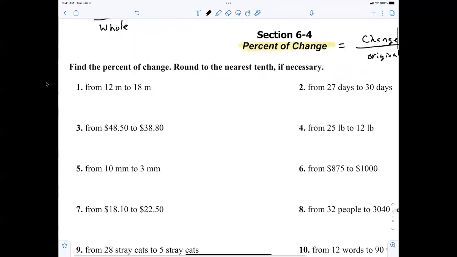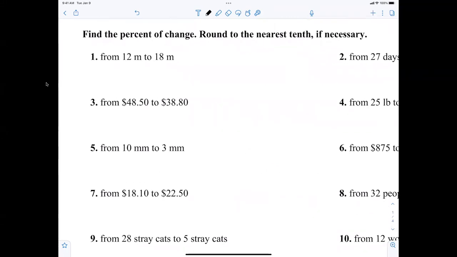All right. So I'm on number 1. I went from 12 to 18. So what's the change? 6. Now, is it an increase or a decrease? Increase. Now, if you don't know if it's an increase or decreasing, I'm not sure how I can help you. I don't expect you to write increase or decrease because why? It's obvious. So this is definitely a what? An increase. How much did it increase by? 6. What was the original? 12.